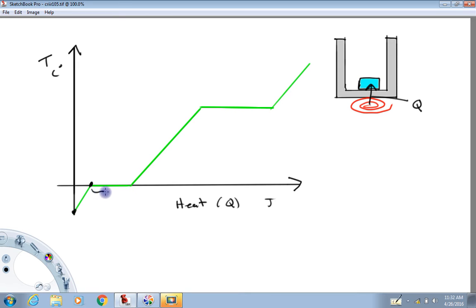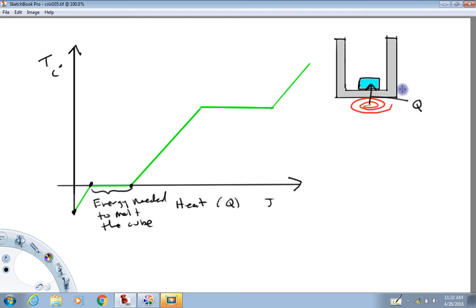This distance on the graph right there represents the energy needed to melt that ice cube. Now, at this point on the graph, that cube would now all be melted. It'd be liquid water at 0 degrees centigrade.